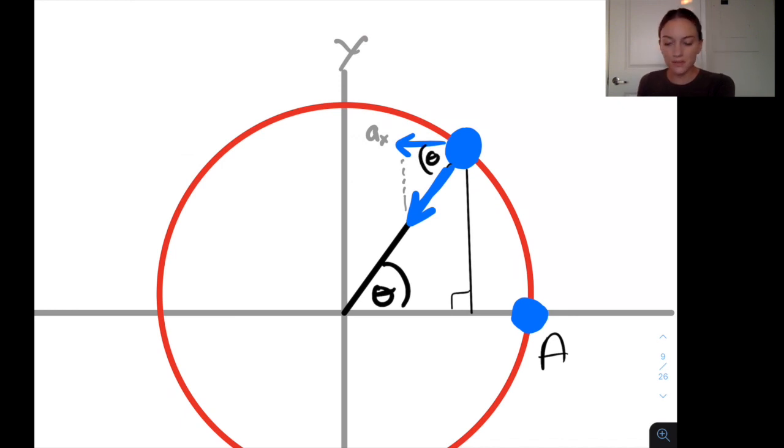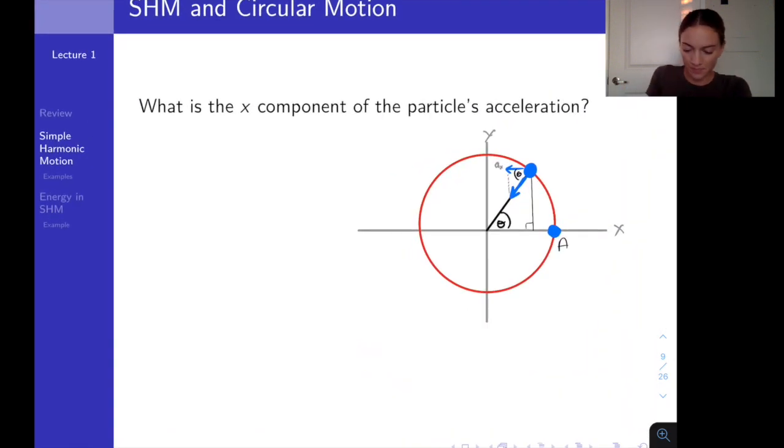Now we can very easily find the x component because now we have a triangle up here. We know this angle is theta, and we're looking for the adjacent side. So that's again going to get cosine. So the x component of our acceleration is the acceleration times cosine theta. But it's negative, right? Because here, our acceleration is pointing in the negative direction. So we're going to get a negative sign there.